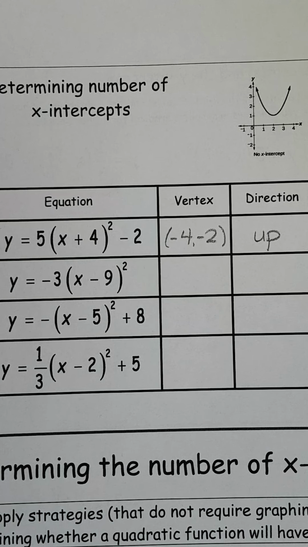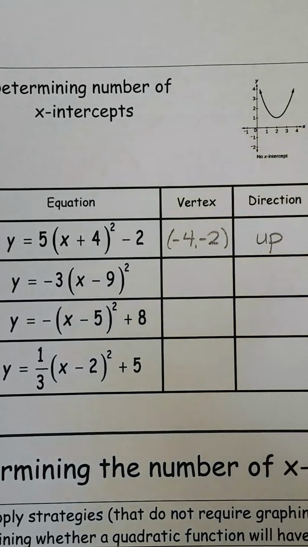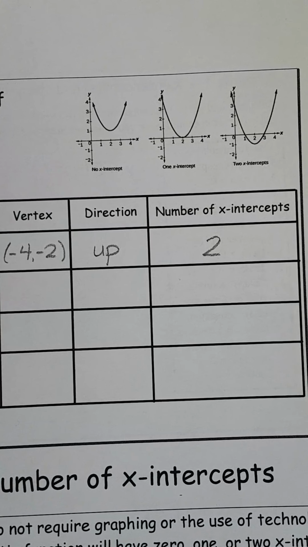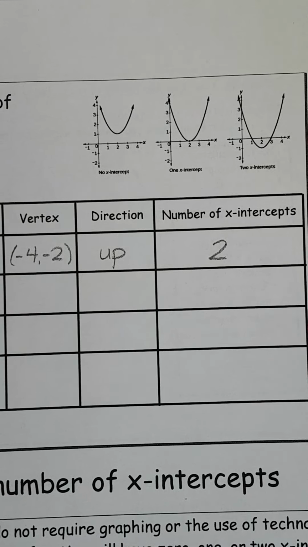And if it opens up, will it cross the x-axis? First of all, not at all. One x-intercept means that its vertex is on the x-axis. And then, of course, if it will cross it twice, then it has 2. So we know if it's in the third quadrant, opens up, it will cross the x-axis. And so then we will have 2 x-intercepts. And those are our pictures up there just to indicate what we're looking for.